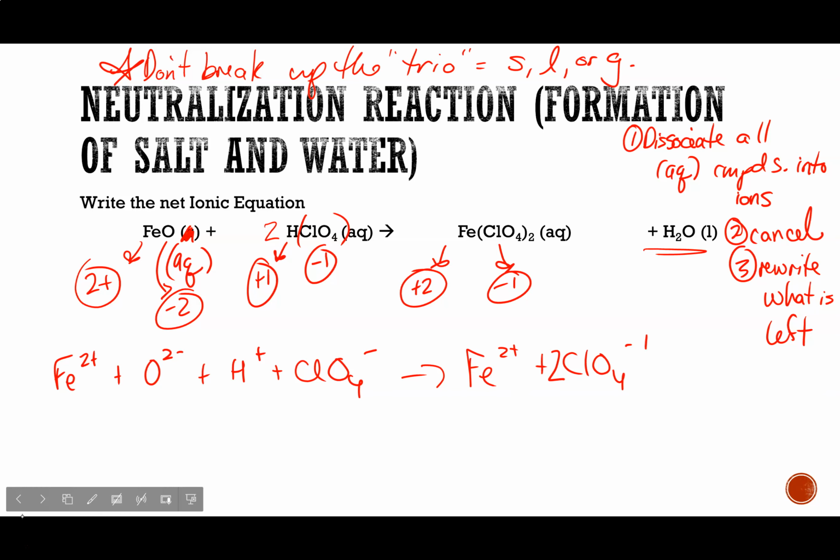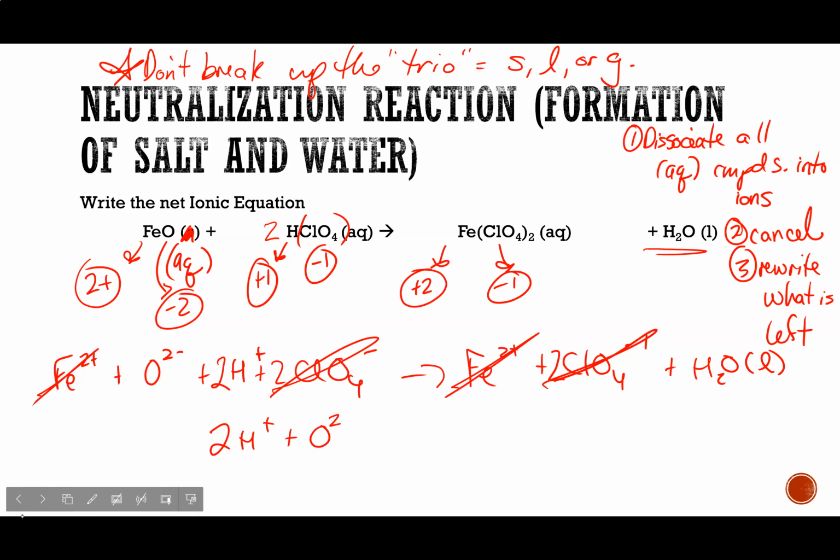Not a 2 there. Yeah. Because there's 2 on the side and there's only 1 on the side. So to balance this. Also to balance the hydrogens. Oops, my bad. Alright, so I'm going to go back and I'm going to balance these real quick. Alright, and then I've got H2O left over. And that one doesn't get broken apart. Alright, next thing to do is to cross off what's on both sides. I'm on the cancel step. Cancel out the iron, cancel out the perchlorate, and I'm left with the 2H+ and O2- makes H2O liquid.